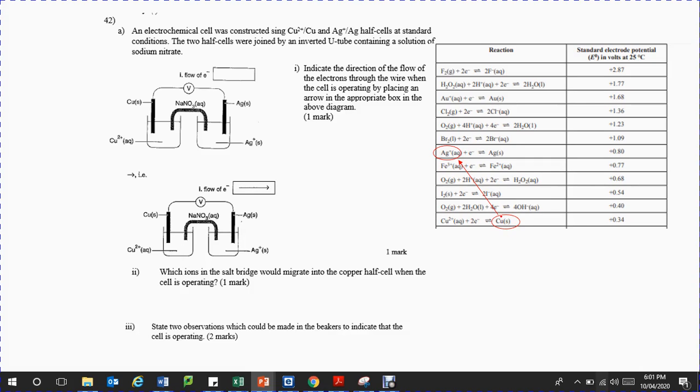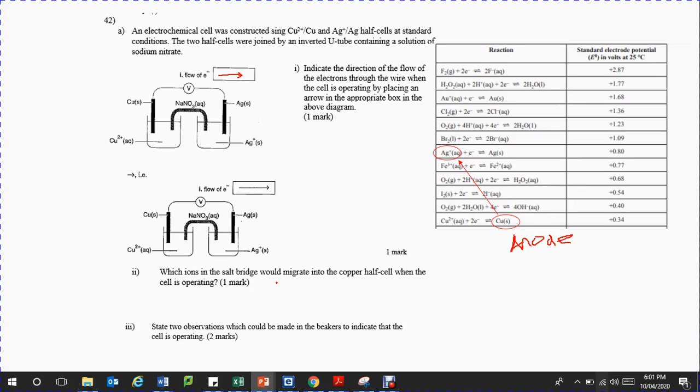The species at the bottom is the stronger reducing agent, so it will undergo oxidation. This species here is the stronger oxidizing agent, so it will undergo reduction. Electrons will always flow from oxidation to reduction. This here would be our anode, because it's undergoing oxidation, and the silver would be the cathode. So to answer the first question, my flow of electrons is going to go from the copper to the silver.